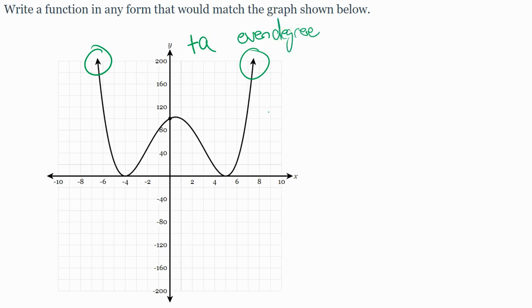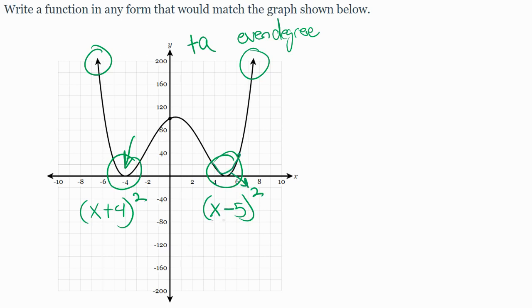Okay, so my job is to identify that both of these x-intercepts are bounce-offs, which can only come from even degree factors, even multiplicity on my roots. So this -4 came from an x plus 4, and then you put a squared on it to give it an even multiplicity of this root. And then we do the same thing over here at this 5. This is x minus 5, and then we just say squared because it's bouncing off.